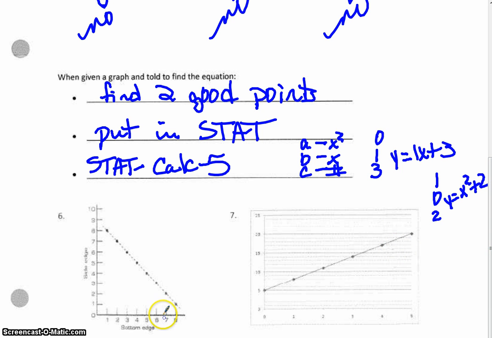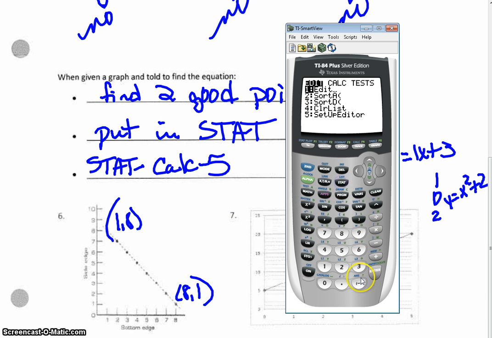So looking at number 6, we have a point of 8, 1. And we have a point of, I believe that's 1, 8. So we'll go to our calculator and we'll go to stat edit. I'm going to go up and clear these out. And then your x values are going to be 1 and 8. And then your y values are 8 and 1. Go back to stat, go to calc, go to 5 if you're not sure, enter. And it doesn't like something.